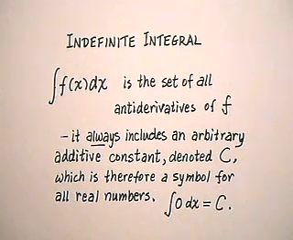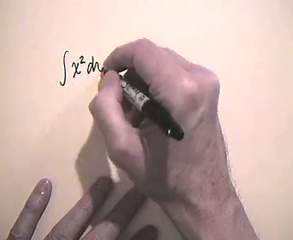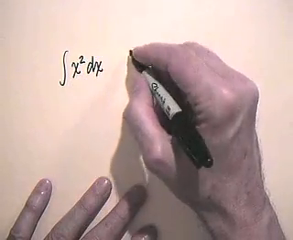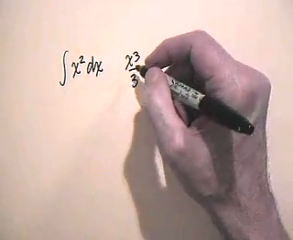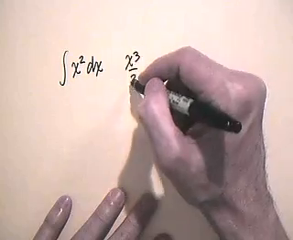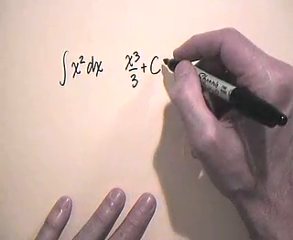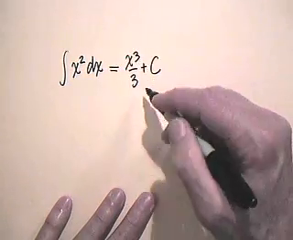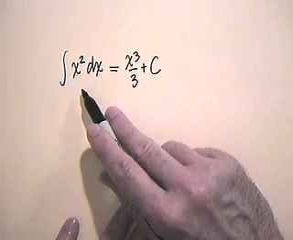Well, let's look and see how this works in a couple of simple examples. So, for instance, if I write the antiderivative of x squared dx, well, we recognize that x cubed over 3 is a function whose derivative is x squared. So that's an antiderivative. And so when I add, in effect, the set of all real numbers, I'm getting all possible antiderivatives of x squared.